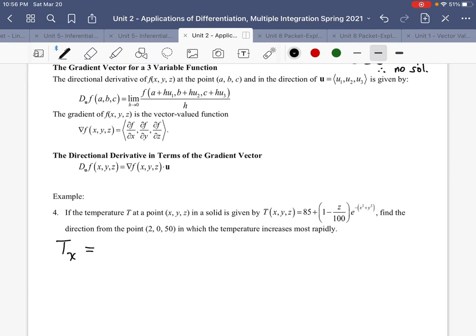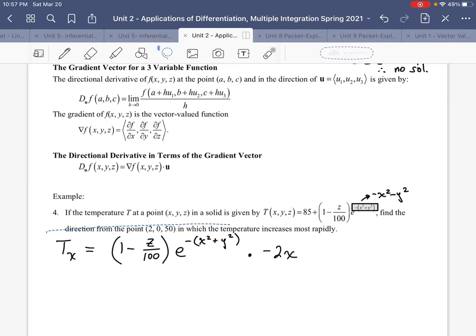So 85 is irrelevant. We're looking at the 1 minus z over 100 as being a constant multiplier of the whole thing. We're looking at e to the negative x squared plus y squared, multiplied by the derivative of the exponent. Now, actually, we may want to consider writing this exponent in its distributed form of negative x squared minus y squared, just to make it a little easier to differentiate. So we're looking at negative 2x.